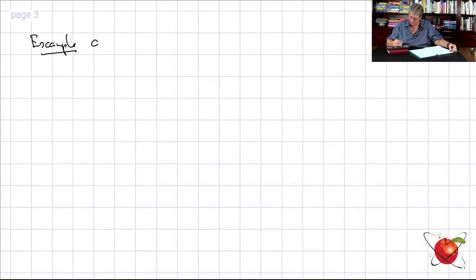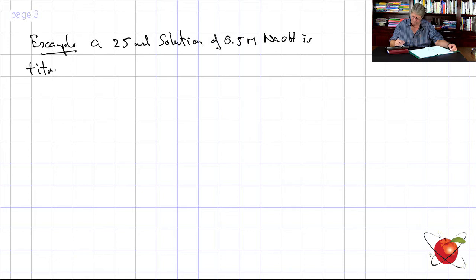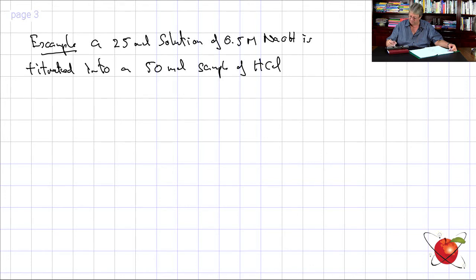An example here: we say a 25 milliliter solution of 0.5 M NaOH is titrated into a 50 milliliter sample of HCl. What is the concentration of the HCl?